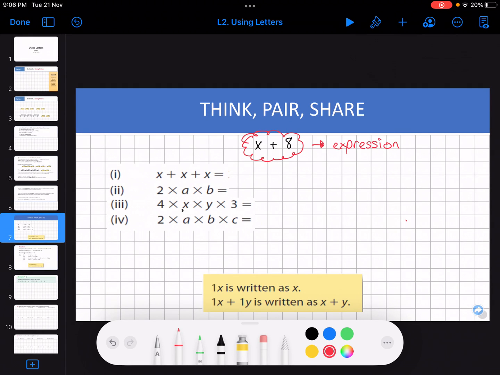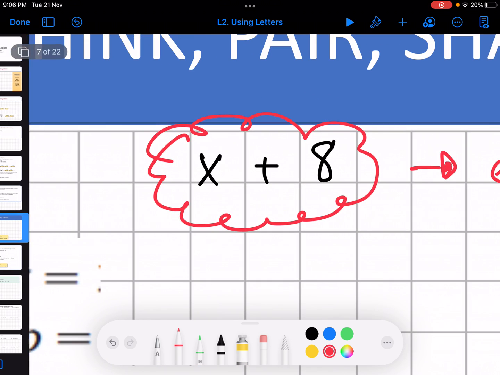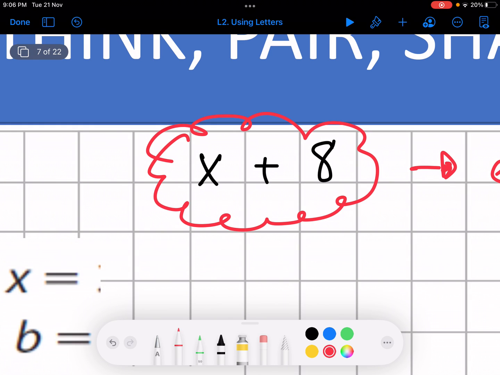For this video, I'm just going to go over some of the basic rules for algebra. So when we're looking at a sum like this, x plus 8, what the x means is an unknown value.